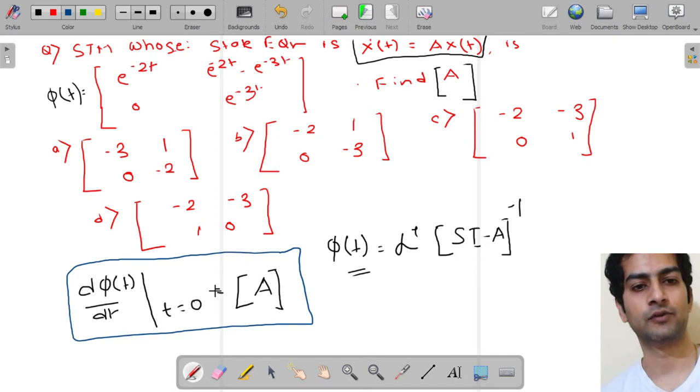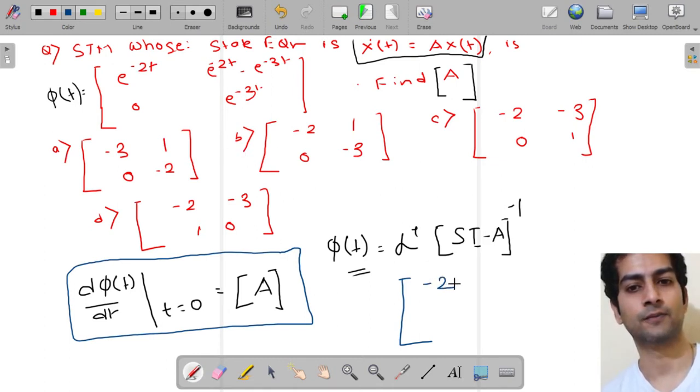Now if we go by this property, we take the differentiation of this, and at t is equal to 0, what will we get? If we differentiate it, it will become minus 2 e to the power minus 2t, and this will become minus 2 e to the power minus 2t plus 3 e to the power minus 3t. This is 0, and this is minus 3 e to the power minus 3t.